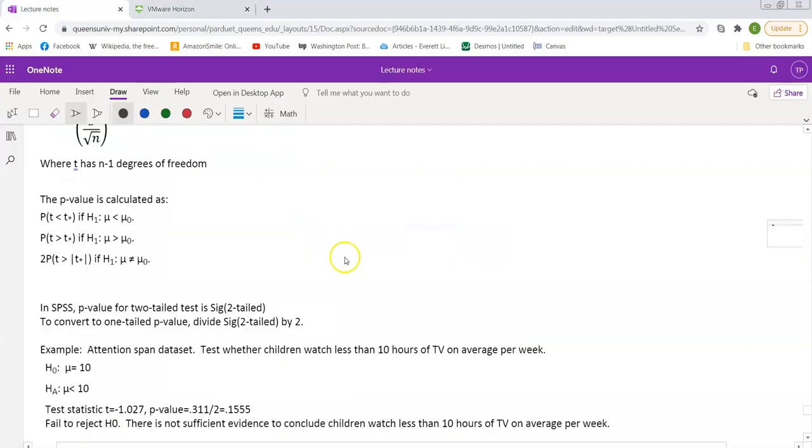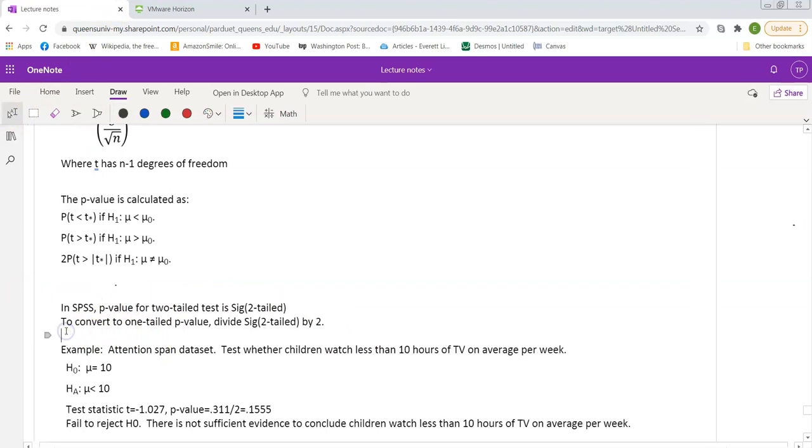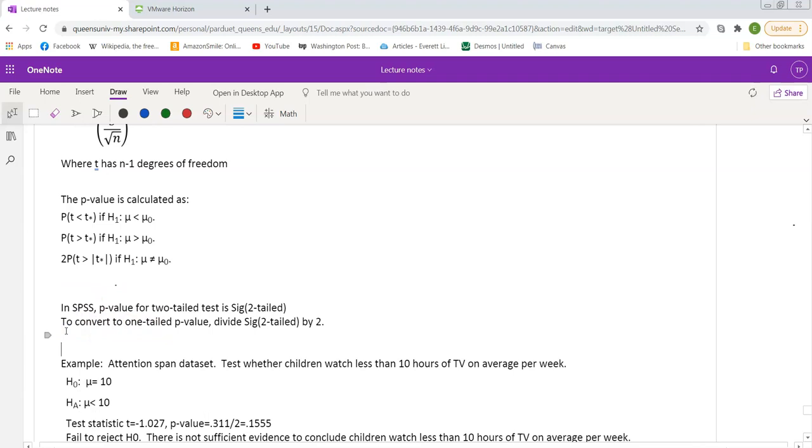And I'm going to write this in over here because I didn't have it written down. So Analyze, one sample t-test. Actually, it was Analyze, Compare Means, One Sample t-test.